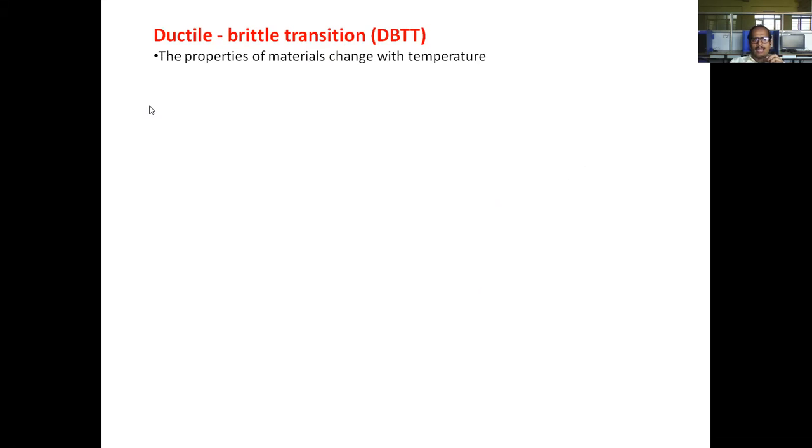So as we know, mechanical properties are changing with temperature. For instance, we could easily realize that steel becomes ductile, that is flexible, above 0 degrees Celsius and becomes brittle, breaks like glass, below 0 degrees Celsius.